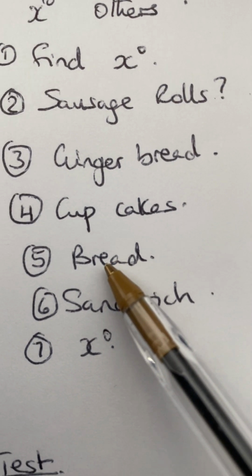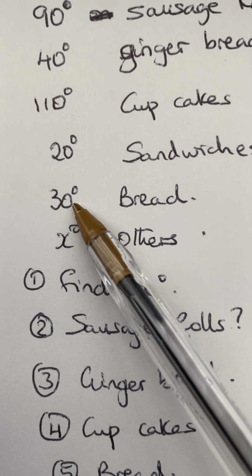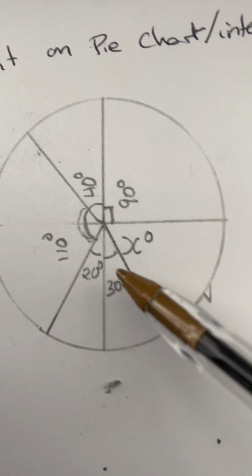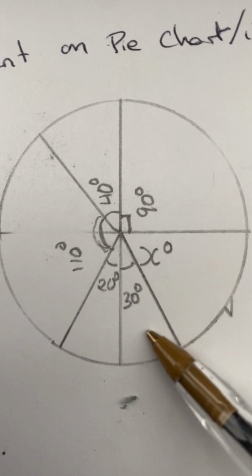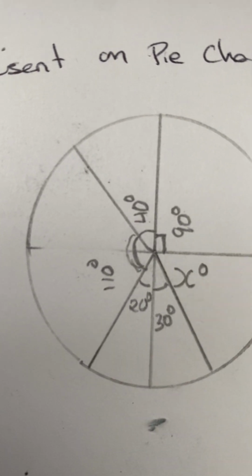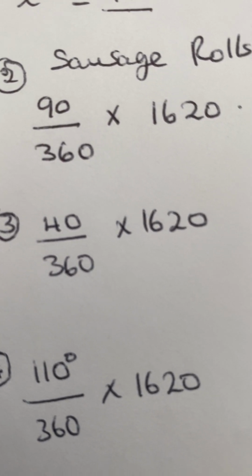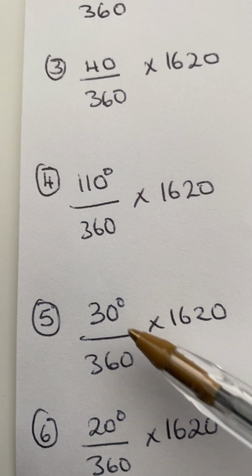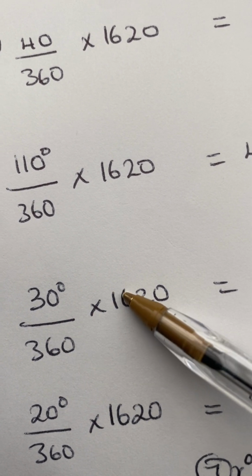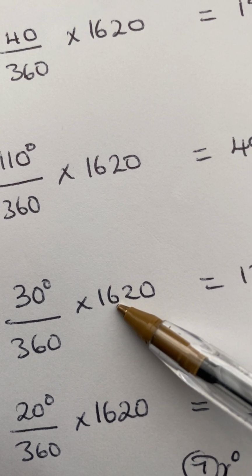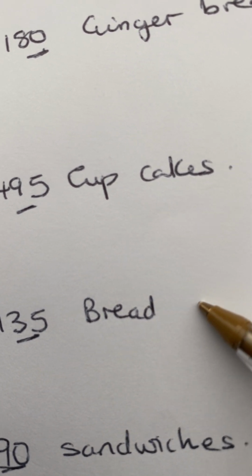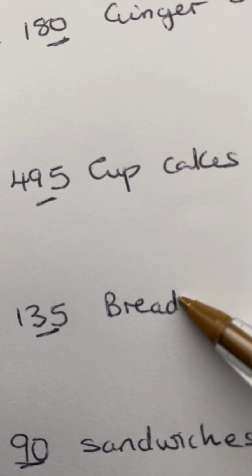Then question 5, bread. So 30 degrees represents bread. So on our pie chart, that is 30 degrees. Okay, so 30 degrees bread. So we come here, 30 divided by 360. Whatever we get, we times by 1620. And that gives us 135 bread. That was how many were sold.